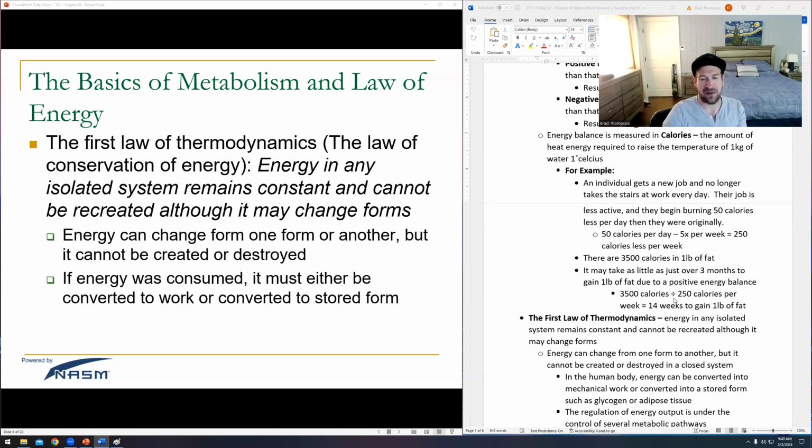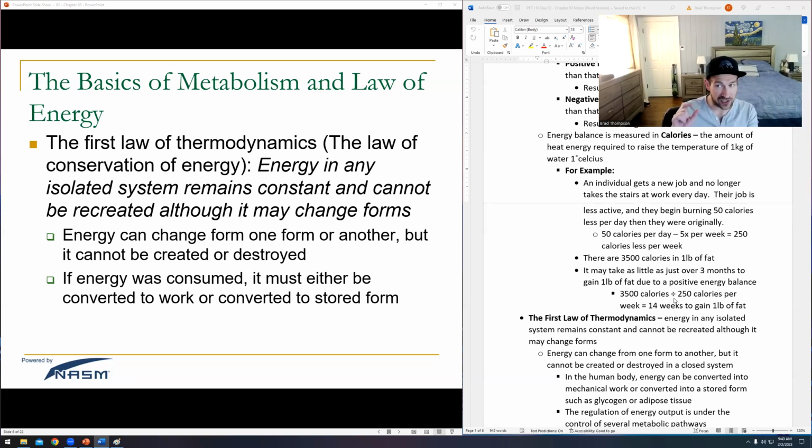Energy in any isolated system has to remain constant. So once a calorie enters your body, any calorie, right? Protein, fat, or carb, I don't care what it is, it's just energy. Once it gets into your body, it can't be created again. We can't just make energy out of nowhere, nor can we destroy it. Once it's in there, it's in there.